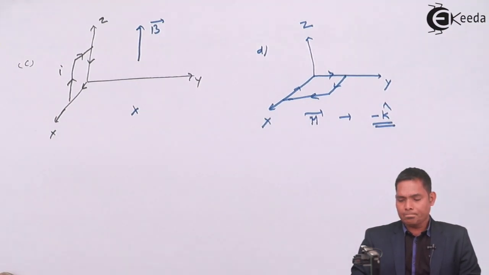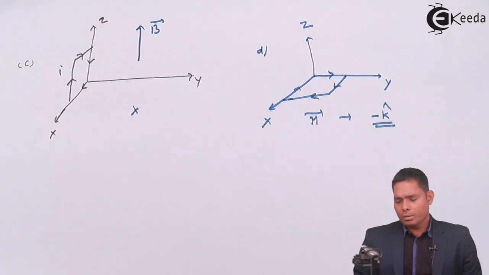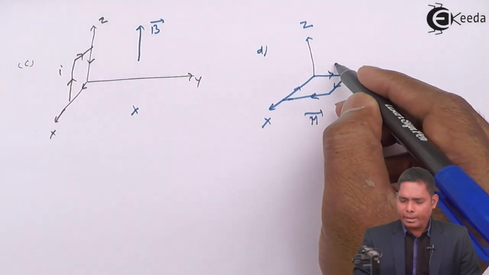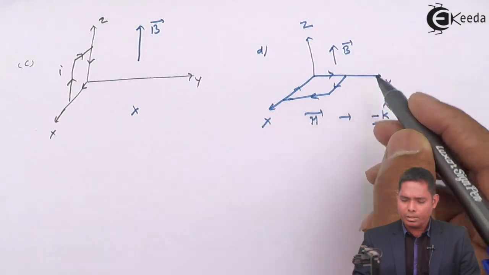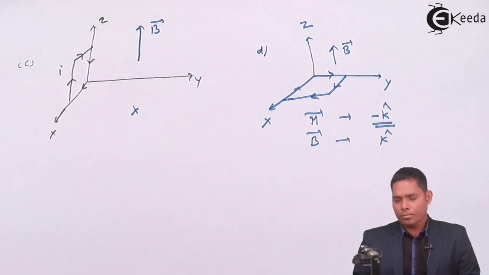And that is the area vector also, no problem with that, because m is I into A ultimately. So the area vector is pointing downward, or the m vector is pointing downward in the negative z direction, and the magnetic field as usual is in the positive direction.